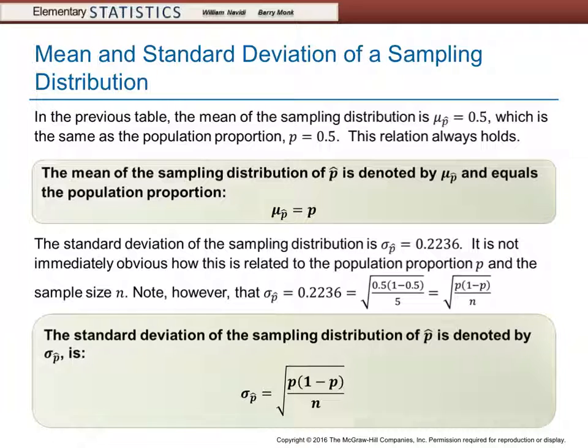And it is essentially the square root of 0.5 times 1 minus 0.5 divided by 5, which in this case, if we look at the symbology, is nothing more than the square root of p times 1 minus p divided by n. This is called the standard deviation of the sampling distribution of p hat and is denoted as follows. We also call it the standard error of p hat.